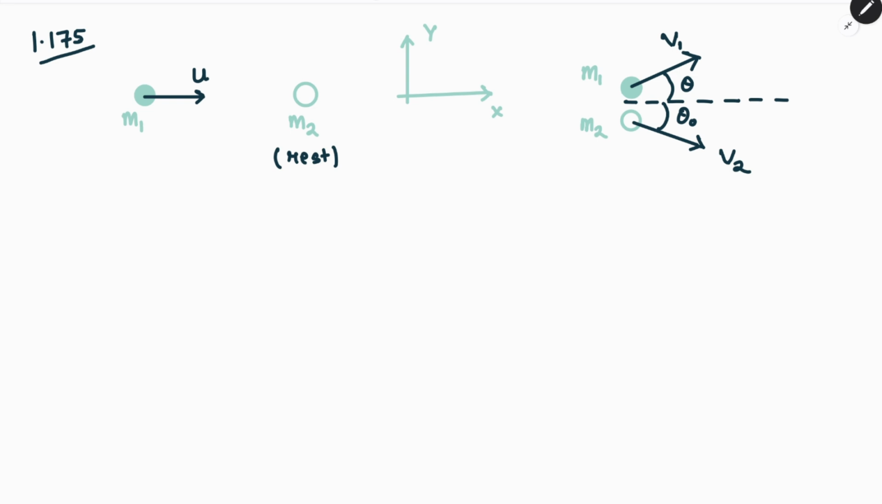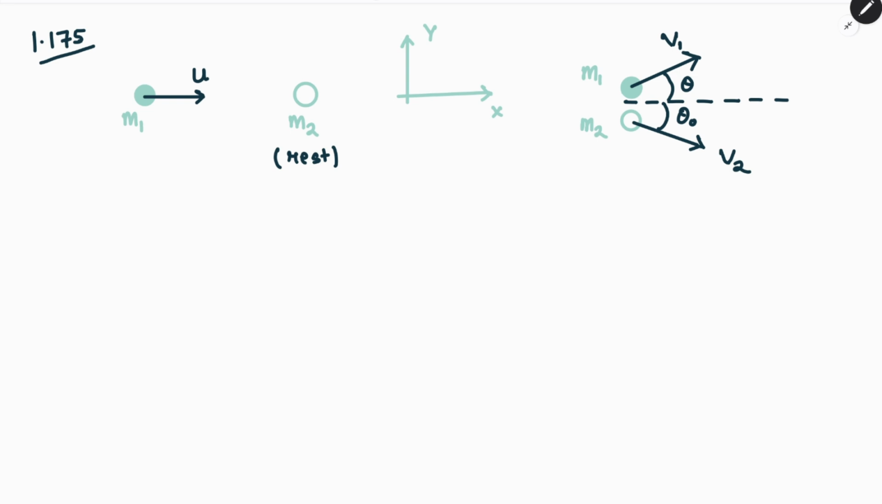So this is the situation which is described in the problem, that a particle of mass m1 strikes the mass m2 and collides elastically, and then after the collision we are considering that m1 is going at an angle theta with the initial direction of motion, and m2 is moving at an angle theta naught with the initial direction of motion, and we need to calculate the maximum value of theta, that is the maximum angle through which the striking particle may deviate. So we need to maximize theta in this particular problem.